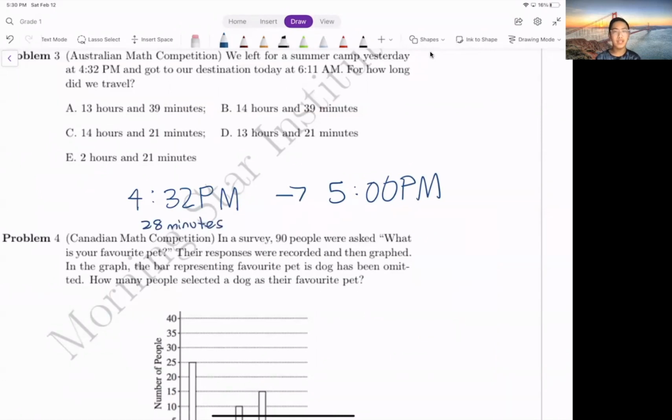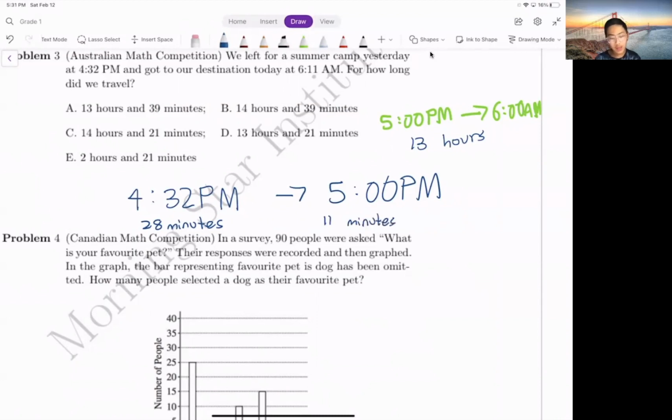And now it should be very easy for us to calculate by the hours because it should be 5, 6, 7, 8, 9, 10, 11, 12. And starting from 12, it's now 8 a.m. So we can just write 5 p.m. to 6 a.m. And this just takes 13 hours. But we're not done because after 6 a.m., they have to drive another 11 minutes in order to reach the camp because they arrived at 6:11. So that takes them another 11 minutes.